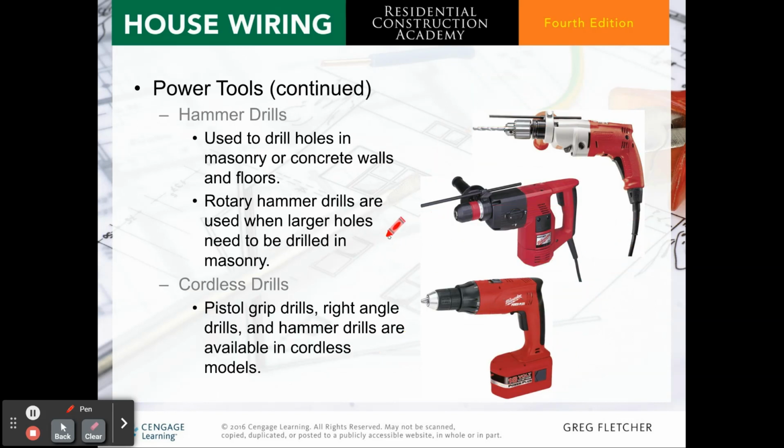Hammer drills are used to drill holes in masonry or concrete walls and floors. Rotary hammer drills are used when larger holes need to be drilled in masonry. So this is the one that we have, but it's a cordless one with a HEPA vac attached. Cordless drills, pistol grip drills, right angle drills, and hammer drills are available in cordless models. You can see this one here is severely outdated. We use mainly the impacts that we have and the other cordless drills.